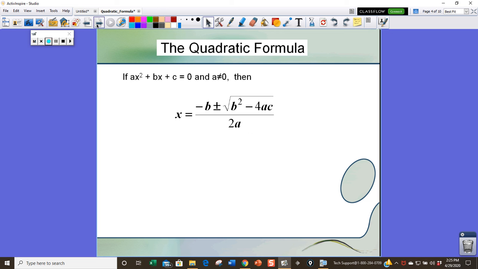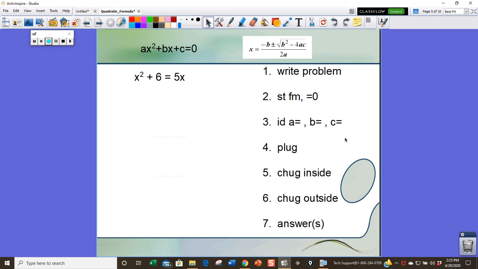Now we're going to go to mandatory note number 2, which is the procedure. So pause the video, write down your steps. Okay, here we go. Step 1 is write the problem. Now you'll notice the problem I gave you is not in standard form. Standard form is ax squared plus bx plus c equals 0. So step 2, we have to make sure it's in standard form. That means it's got to be in that order: the square term, then the linear term, then the constant term. And it's got to be equal to 0.